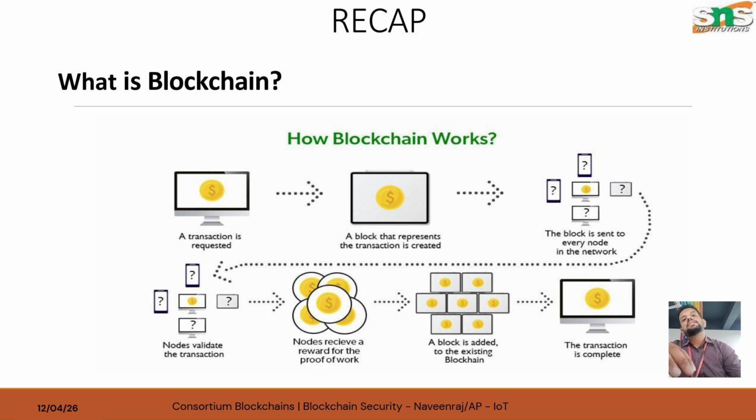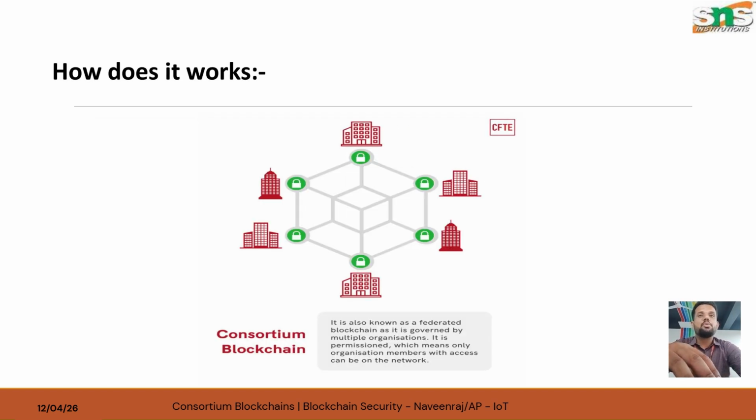So let's discuss the architecture in detail. The Consortium blockchain follows a layered architecture. First layer will be your network layer, which connects all the participating organizations together. It uses peer-to-peer communications. For example, let's say banks connected in one secure network. Like that, this Consortium blockchain will follow layered architecture.